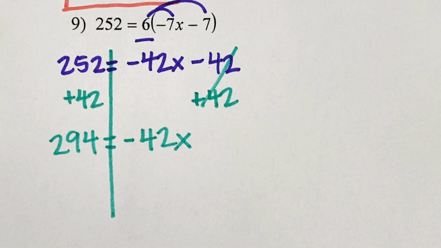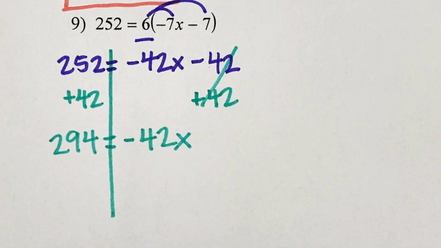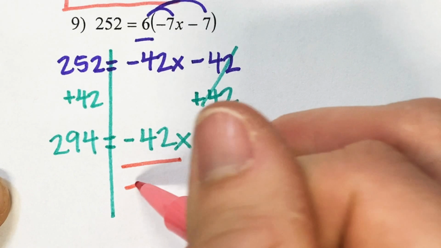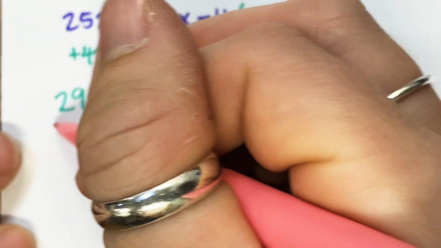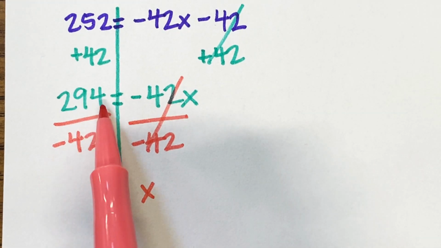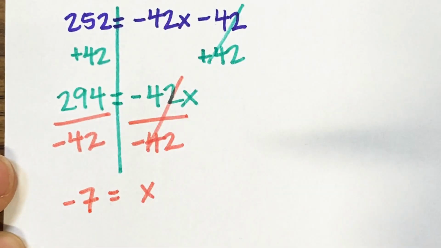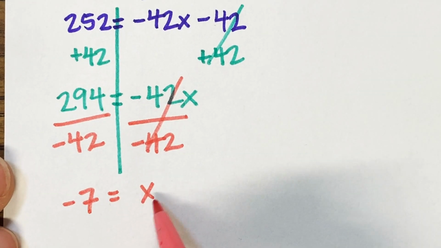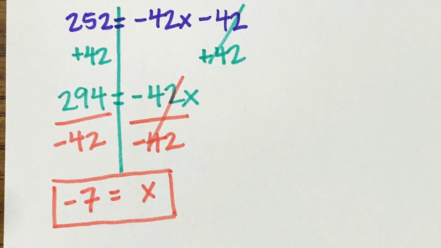Okay, so now we have one more step to get our x all by itself. We need to get rid of this times by negative 42. So what is the opposite of times by negative 42? We divide by negative 42. It's going to give my x all by itself. Got to do the same thing to both sides. Divide by negative 42. So what is 294 divided by negative 42? It's going to give me negative 7. My variable is all by itself, so we know that we found our answer. x equals negative 7.